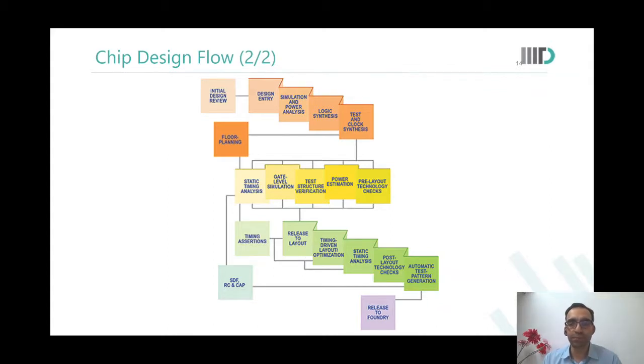Madhur, you have a question? Yes, sir. So what's the difference between gate level simulation and test structure verification? So gate level simulation would typically test only the functional modes. Test structure verification would typically test only the test modes. I didn't get it. So what's the difference? What are the test modes? I mean, functional modes is the functionality that we expect.